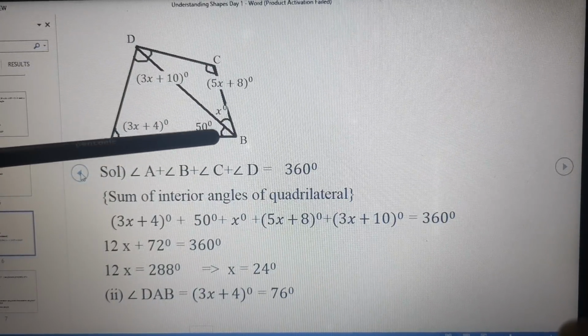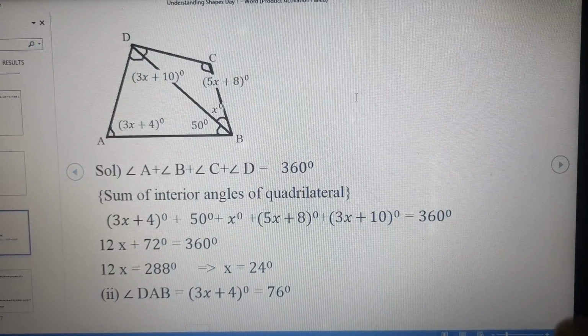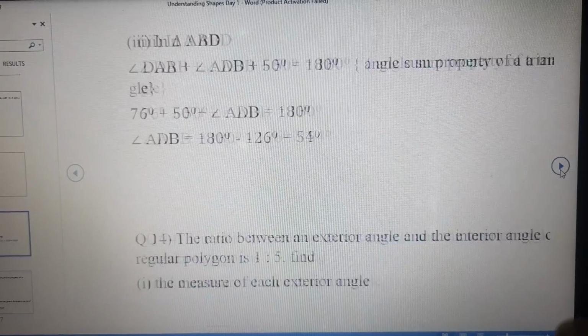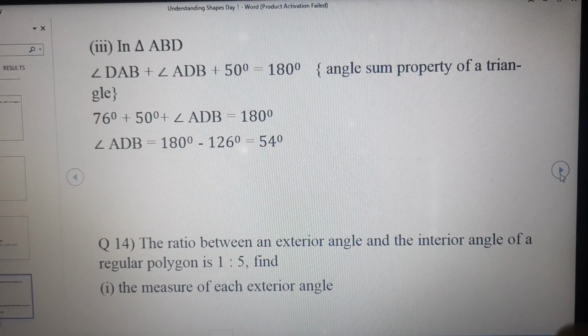So 76 plus 50 and angle ADB will be equal to 180 degree, and we'll be able to find out the value of angle ADB, which is 54.